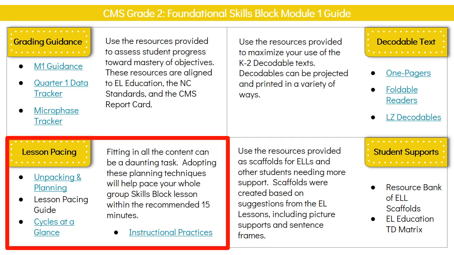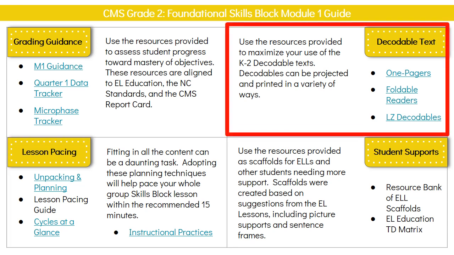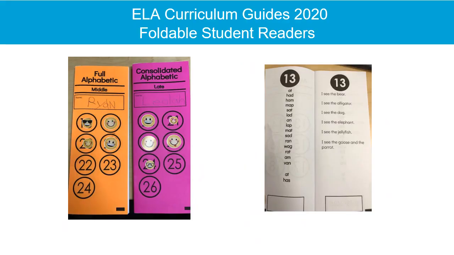Next, we have lesson pacing, which will link to unpacking documents, lesson pacing cards, and the Cycle at a Glance documents that many of you utilized this past year. In the decodable text section, you'll find links to the decodables in a variety of fun formats. In this example, the decodable and cycle word lists are put into a foldable booklet that students can use in both small group instruction and independent rotations. These foldables can be printed directly from the curriculum guide link.